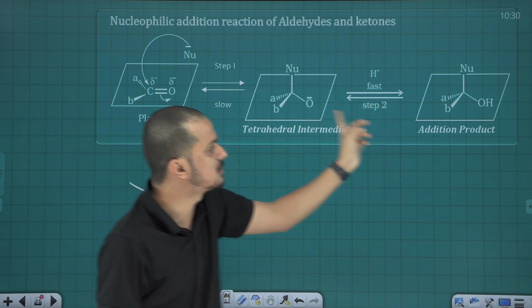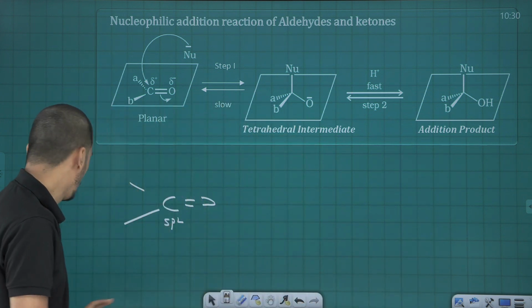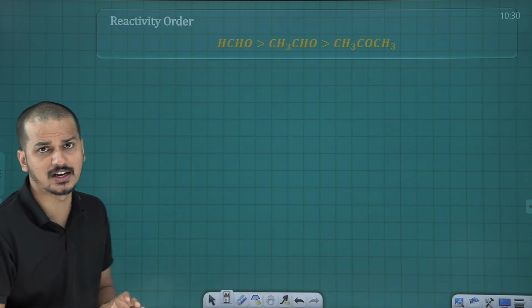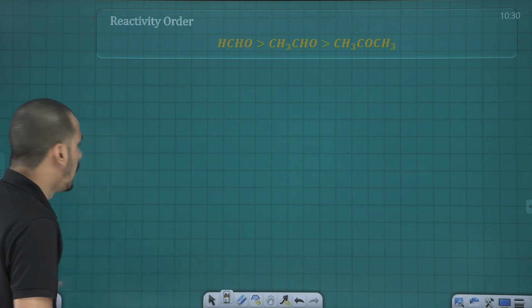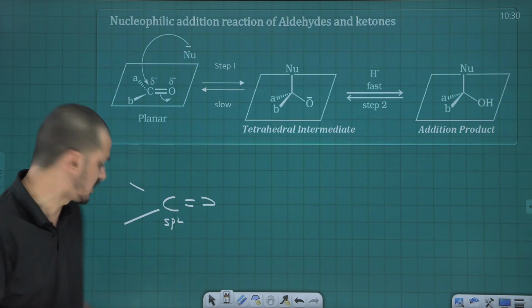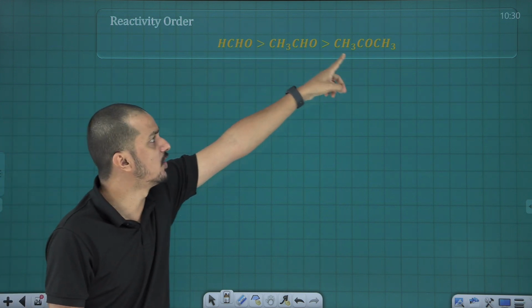In the next step, H plus comes and adds there, and you get the addition product. So this is called a nucleophilic addition reaction. There are many nucleophilic addition reactions we have to learn. Nucleophilic addition takes place most easily in the case of formaldehyde, then ethanal, then only ketone.